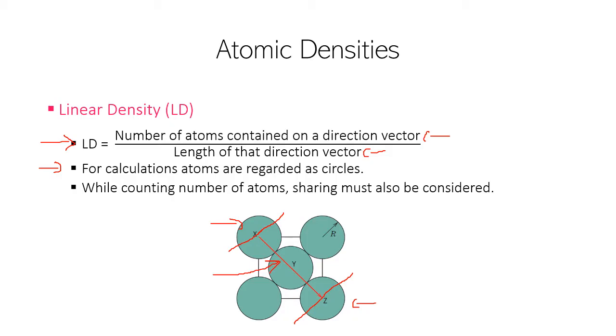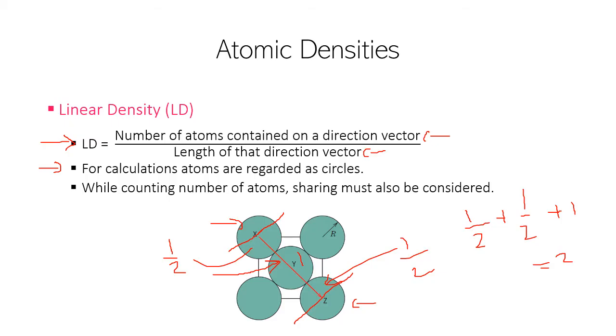So while counting the number of atoms on this particular direction, we are going to consider the equivalent number of atoms. That means half of this atom is inside the unit cell, half of this atom is inside the unit cell, and atom y is completely inside the unit cell. Hence, the total number of atoms contained on that direction vector is half plus half plus 1, which equals 2. So that's how we count the number of atoms contained on a direction vector.